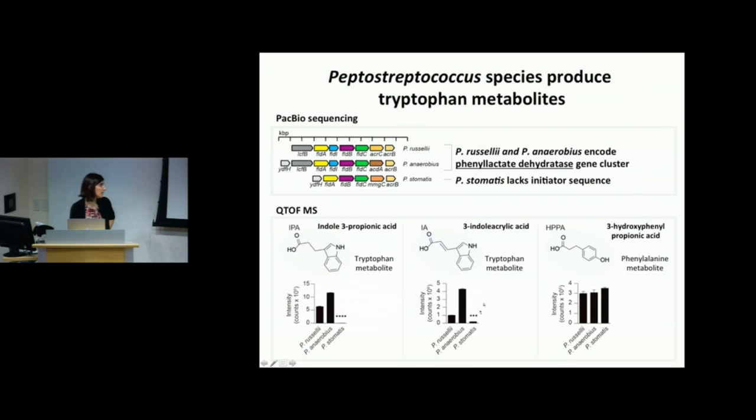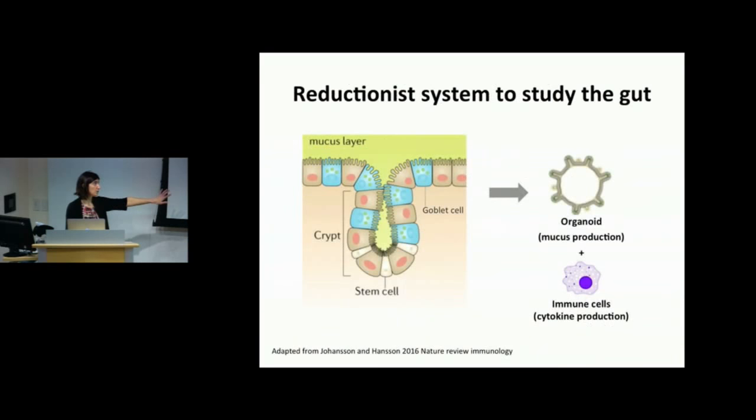and a third metabolite that's a phenylalanine metabolite, which should not be affected by this cluster, was produced by all 3 strains. And so now we wanted to see what are these molecules doing. And we set up a system that's kind of a reductionist version of the gut.